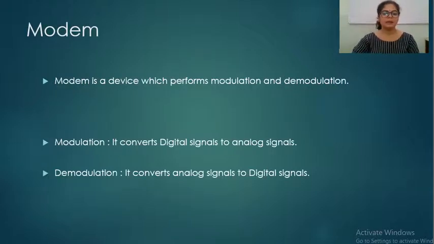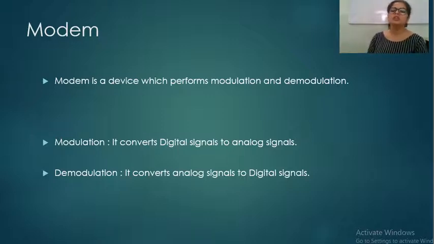Next is modem. The last topic of this unit is modem. What is a modem? A modem is a device which performs the task of modulation as well as demodulation. What is modulation? Modulation is the process of conversion of digital signals to analog signals, whereas demodulation is the inverse of modulation. Demodulation is the process of converting analog signals to digital signals. So the combination of both is known as a modem. A modem is a device which performs modulation as well as demodulation.